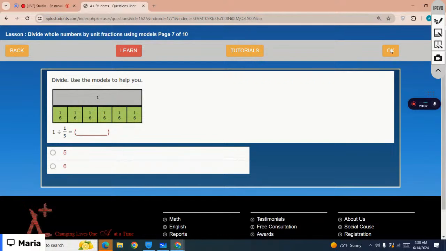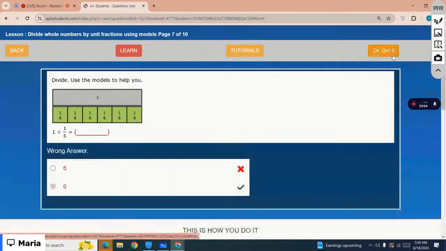Divide. Use the model to help you. 1 divided by 1 by 5 equals. The model shows 1 by 6, but the question is 1 by 5. So either you answer 5 or 6, and I don't know which is the correct one, because the question is different and the model is different. The model is 1 by 6, so the correct option is 6.